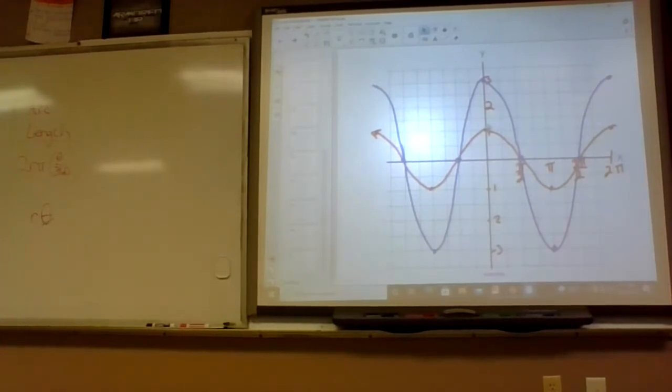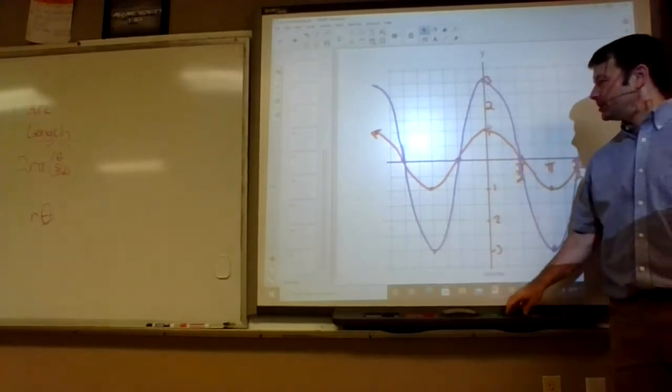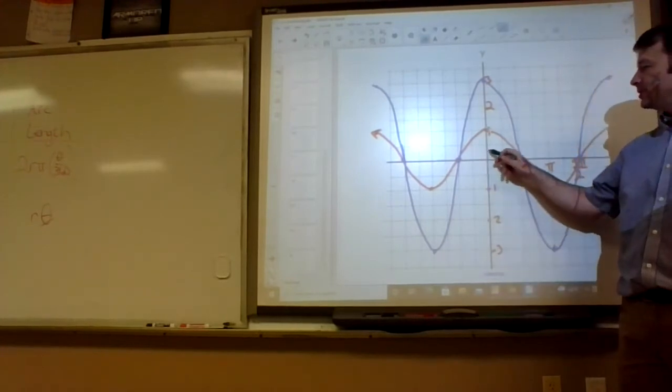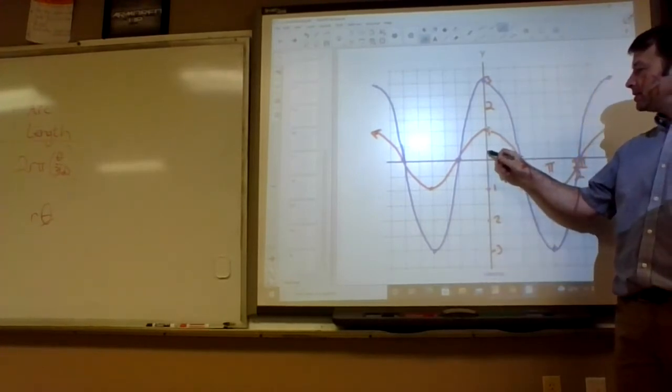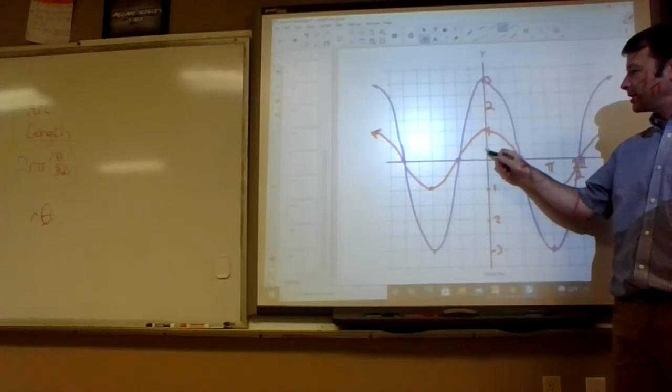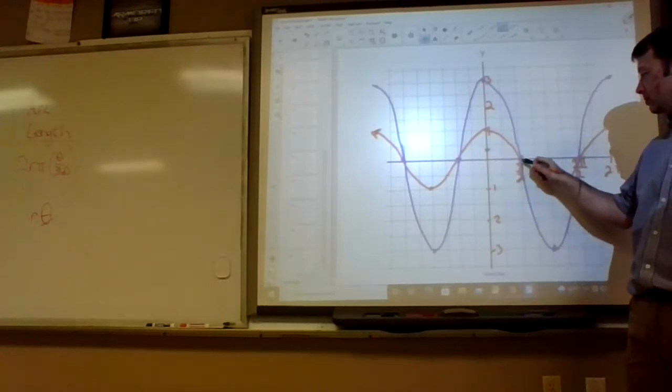Okay, then it says 1/3 cosine of x. So guess what that's going to look like? It's going to go up to 1/3 and down to -1/3. So, pretty short, pretty flat.